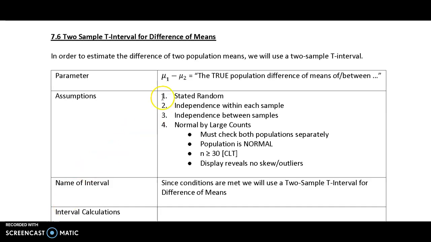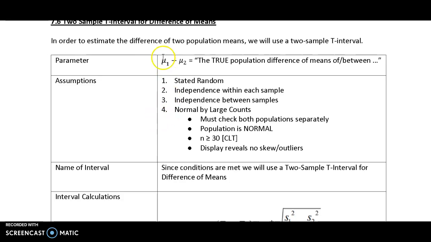So we will still follow our state, plan, do, conclude, as well as our PANIC model. In our state, we will mention the parameter that we are trying to estimate. We want to estimate the true population difference of means between, and so on. We'll check our assumptions, and again, these are not changing. You'll see that they have been the same since our first time with inference back in Unit 5.